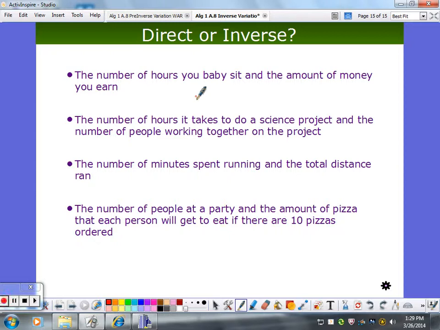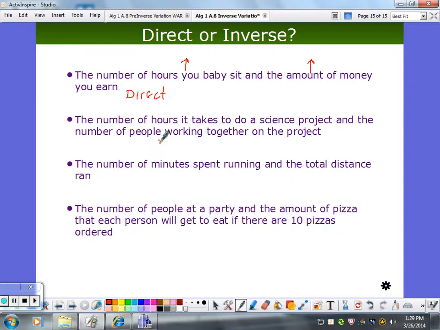The number of hours you babysit and the amount of money you earn, are these things related directly or inversely? What do you say? Directly, how come? Exactly. The more hours you work, the more money you're going to make. The fewer hours you work, the less money you make.